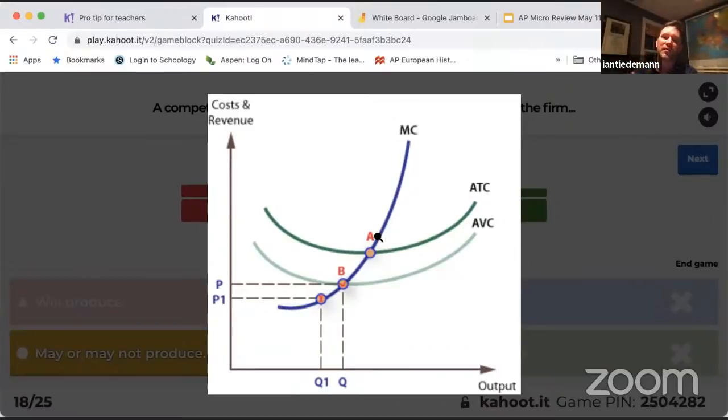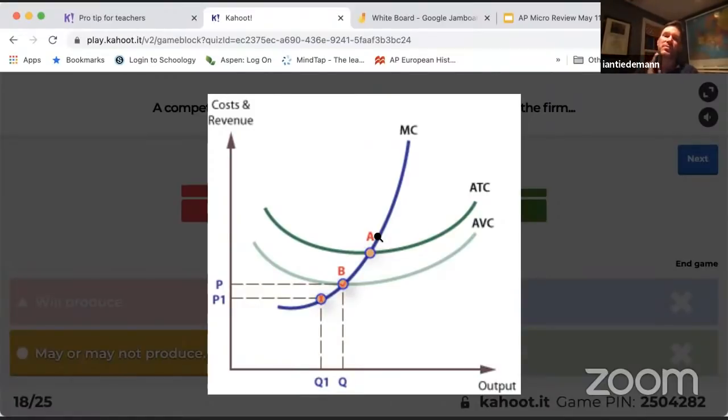At B they are covering their average variable costs, but they're losing all of their fixed costs, right? But they might not want to shut down. They might be cool with just losing all those fixed costs, say they're sunk. But they might also shut down because they're just barely covering their variable costs as is. But that point B that you see there, where MC equals average variable cost, is the lowest point at which a perfectly competitive firm would even consider producing.